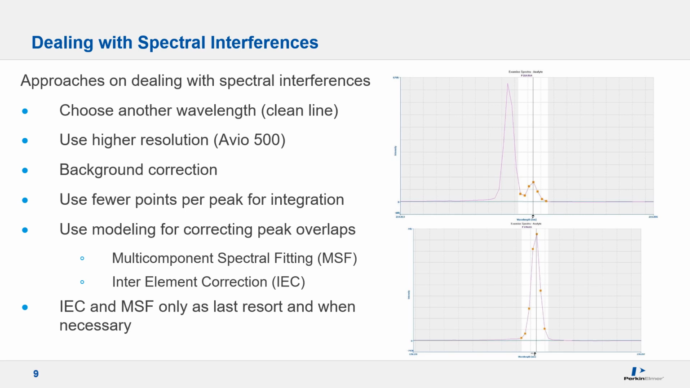Some elements have few analytical wavelengths, potassium and selenium for example. Finding a clean or interference-free wavelength may not be a possibility.